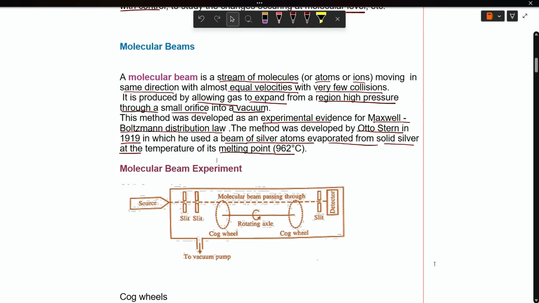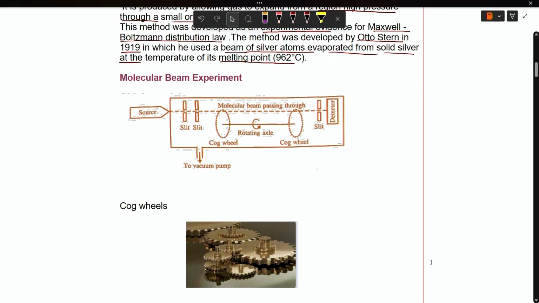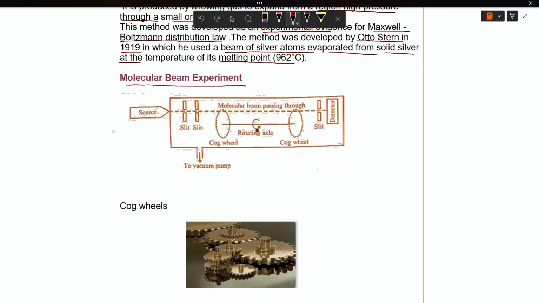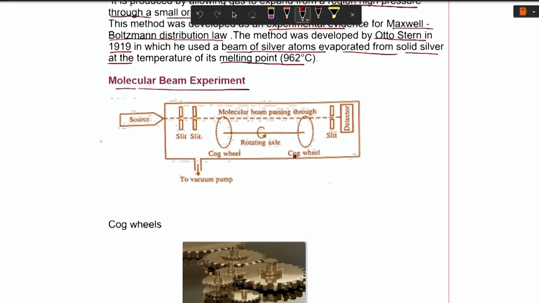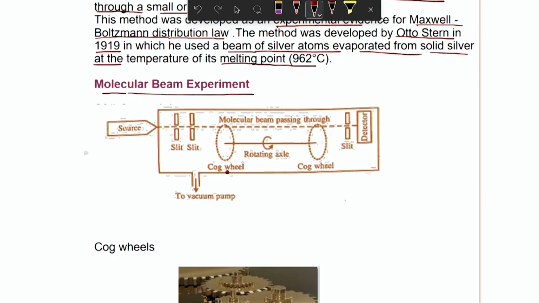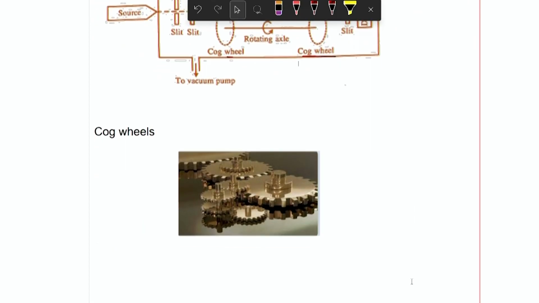Now, this is the experimental setup for molecular beam production. How will you create the molecular beam? Before going into detail, you might have seen the word cog wheel. See, it's a cog wheel over here and a cog wheel over here. So, I will explain what a cog wheel is and then go to the experimental detail. I have taken a picture from the internet. So, this is the cog wheel. These are all cog wheels. Cog wheels means the wheels have depressions.